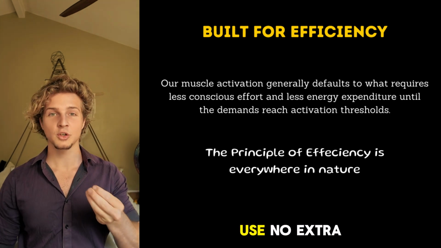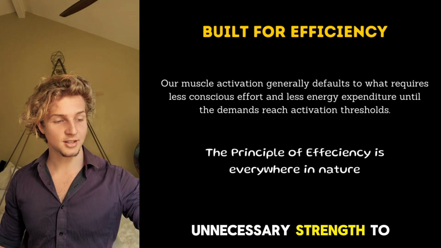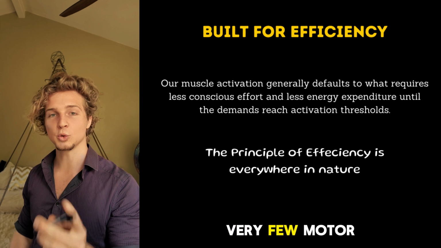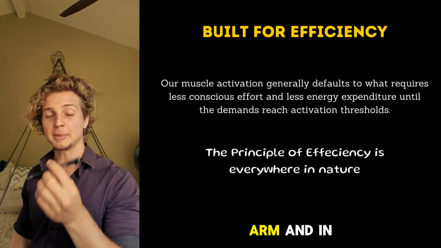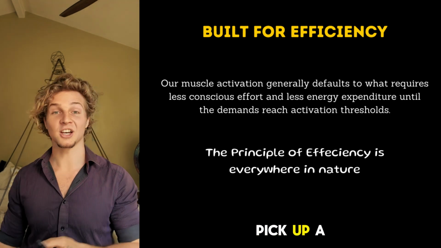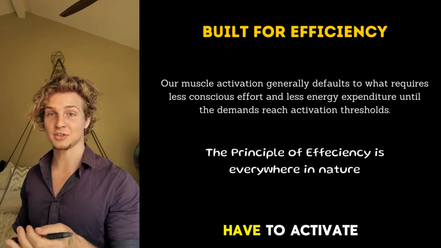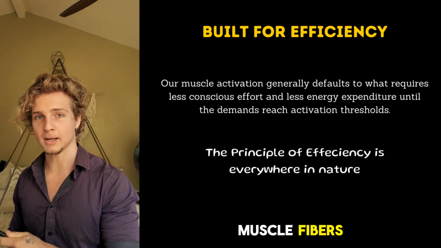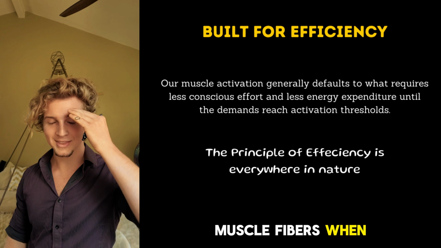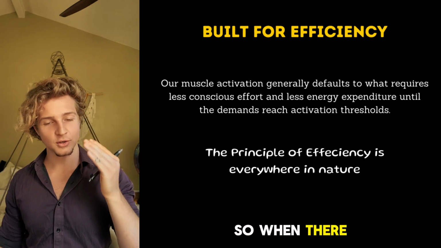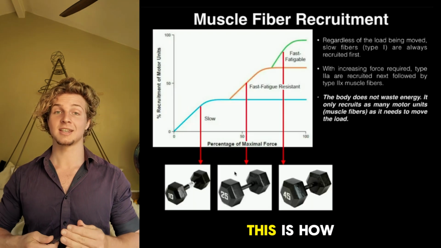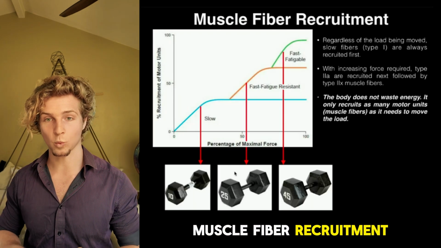Your body will use no extra unnecessary strength to lift up something until it needs it. So I'm using very few motor units in my arm and in my back and all that to lift this pen right now. But if I were to go pick up a 50-pound dumbbell, then I would have to activate a lot more muscle fibers. But we only activate those more muscle fibers when there's a cue to do so, when there is a demand that reaches the threshold potential. This is how muscle fiber recruitment works.